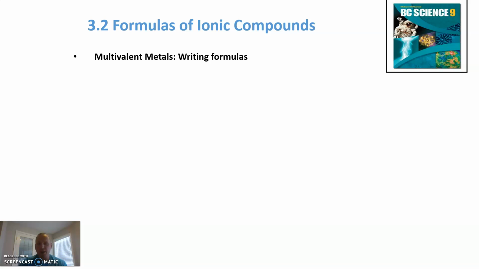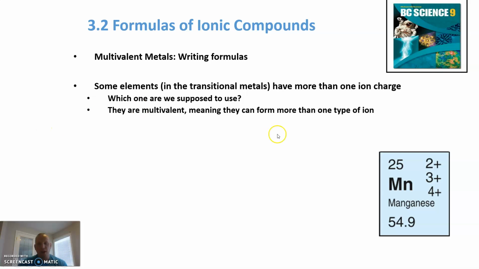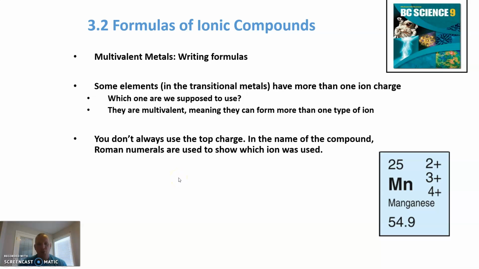Next, we're going to talk about how to write formulas using multivalent metals. We went over multivalent metals when we were naming compounds. They're metals that can form more than one ion charge. Naming with these is actually way harder. When we write formulas, we already know which ion is used because it's in the name of the formula. It's given by the Roman numeral here.